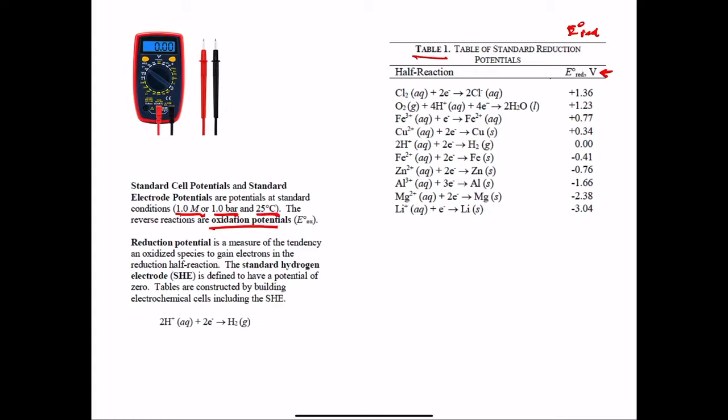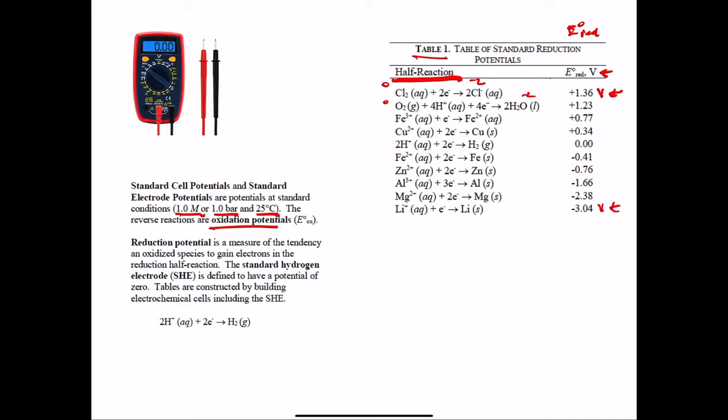If you look at all these reactions, these half reactions, they are all reduction half reactions. Chlorine goes from 0 to -1. Oxygen goes from 0 to -2. They're all being reduced. And the way we look at this, the standard reduction potential, given this plus 1.36 volts or negative 3.04 volts, this tells me how much it wants to be reduced. A positive number means it wants to be reduced. A negative number means it doesn't.